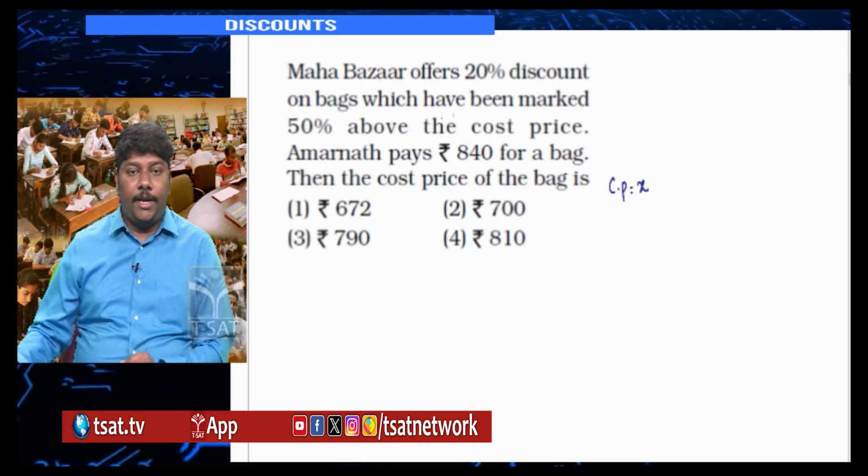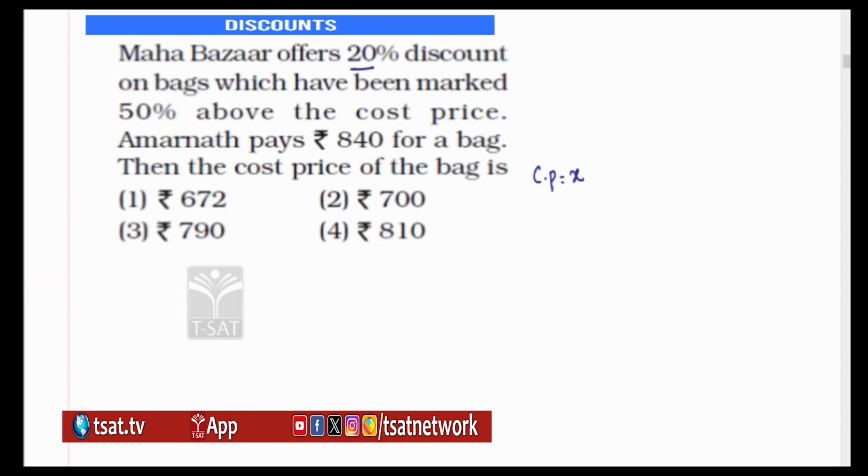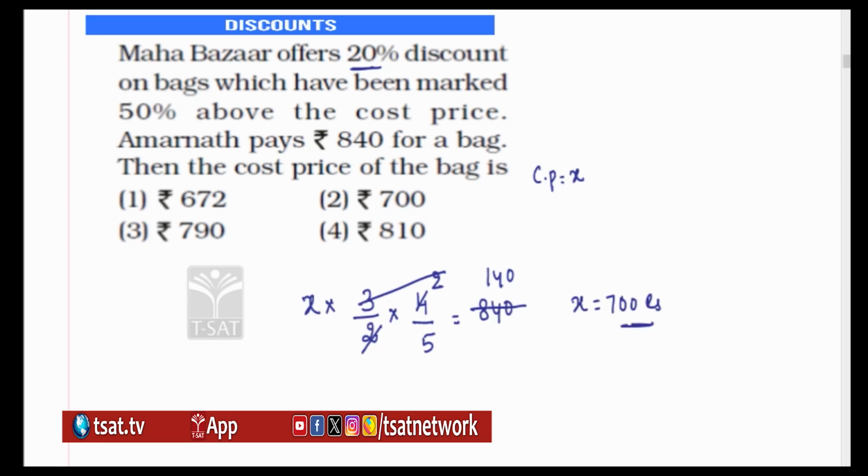You are increasing it by 50%, then you are allowing a discount of 20%. So I would say X is increased by 50%, that is 3 by 2, nothing but 50% increase, 1 plus 1 by 2. Discount of 20 means 1 minus 1 by 5, or else 80 by 100, that is 4 by 5. You are paying how much? 840. 6 ones are 6, 6 fours are 24. Therefore, what is your cost price? It is 700. So 700 rupees is your cost price. This is one way of saying this.